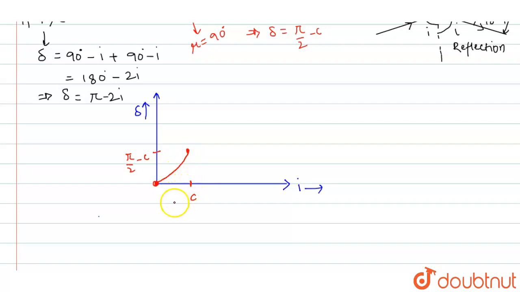But when we increase the angle of incidence greater than the critical angle, then it will jump to the angle of deviation pi minus 2C. So for slightly greater than C value, the graph will jump to this place. Okay. And after that, when we increase the angle of incidence continuously, then the graph will go on decreasing continuously. So this will be our sketch.